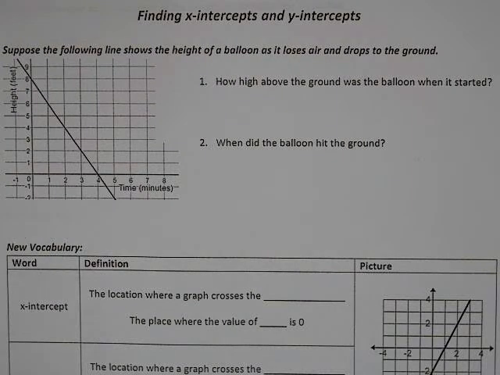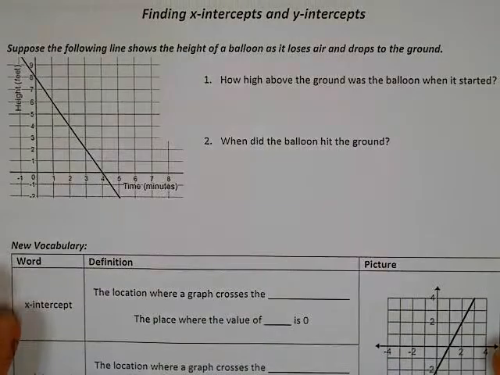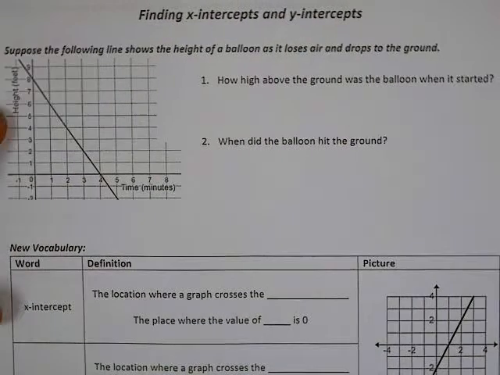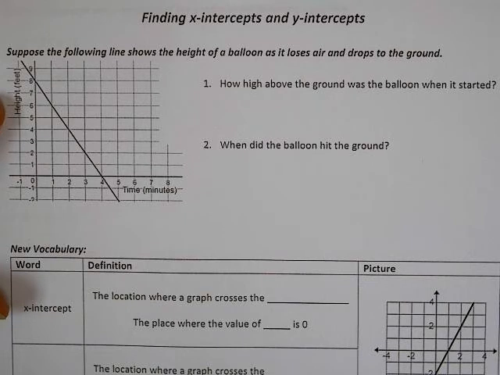Hi everyone, today we're going to be talking about finding x and y intercepts, either from a graph or from an equation. So to get us started, we're going to look at this graph here, okay? And this line is showing us the height of a balloon as it loses air and drops to the ground.